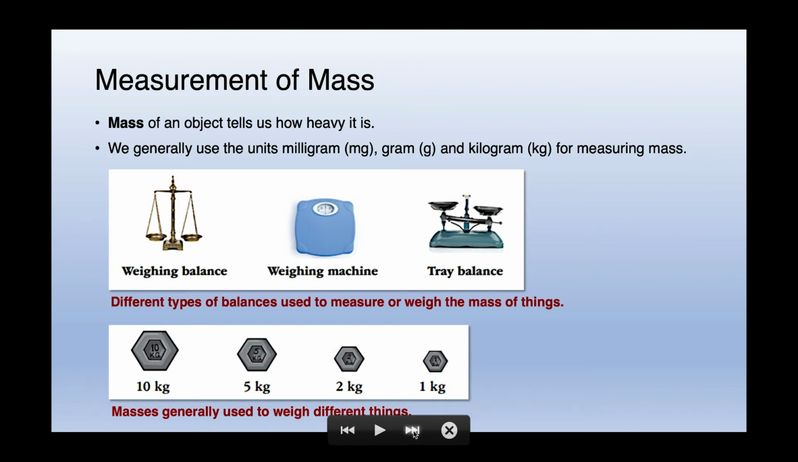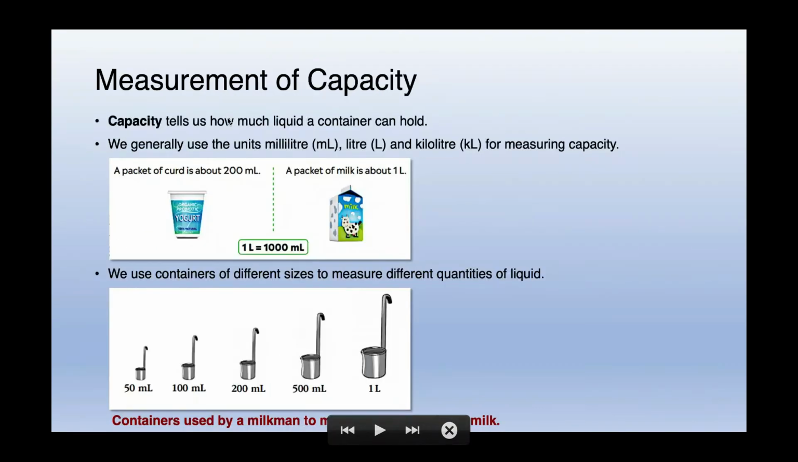Next, measurement of capacity. Capacity tells us how much liquid a container can hold. We generally use the units milliliter, written in short as ml, liter, written as L, and kiloliter, written in short as KL, for measuring capacity.